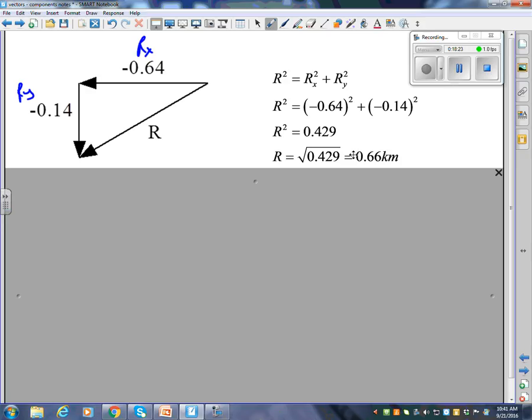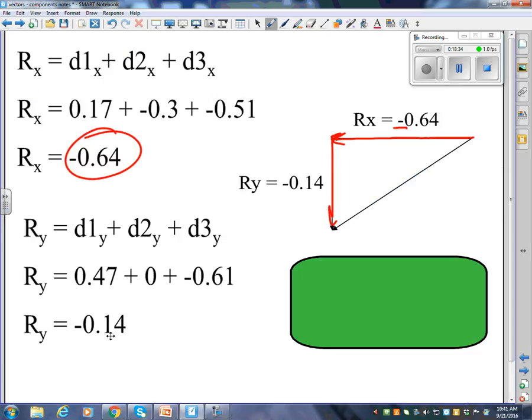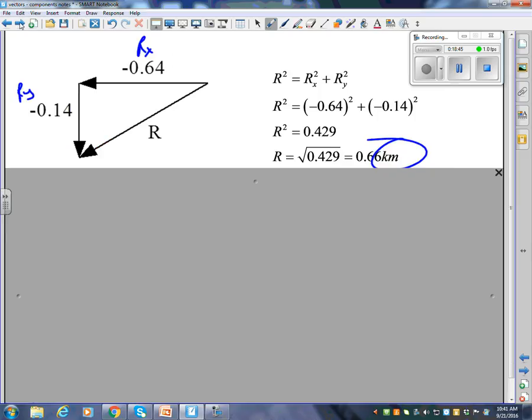And at this point, Renee, I'm going to throw in some units, because the whole thing was we were just adding displacements. So whatever the question asked for, you're just going to give the unit there. Should you put it here and here? Is it incorrect to do this? No, not at all, right? So my answer is 0.66 kilometers.